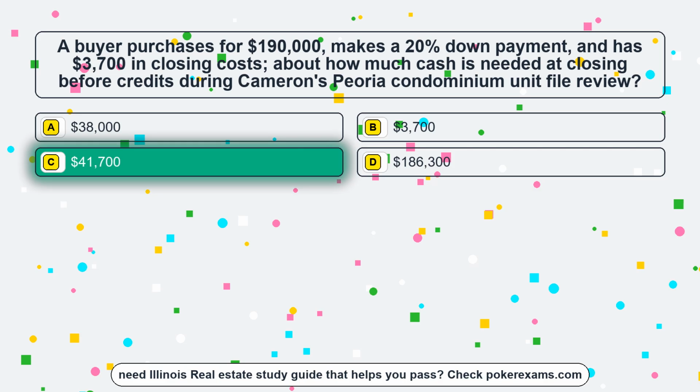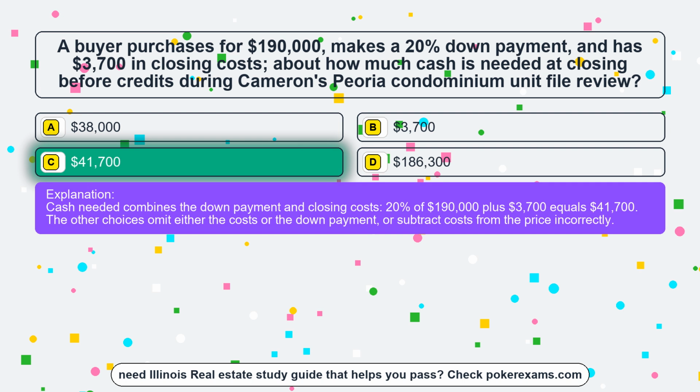The correct answer is option C, $41,700. Cash needed combines the down payment and closing costs: 20% of $190,000 plus $3,700 equals $41,700. The other choices omit either the costs or the down payment, or subtract costs from the price incorrectly.